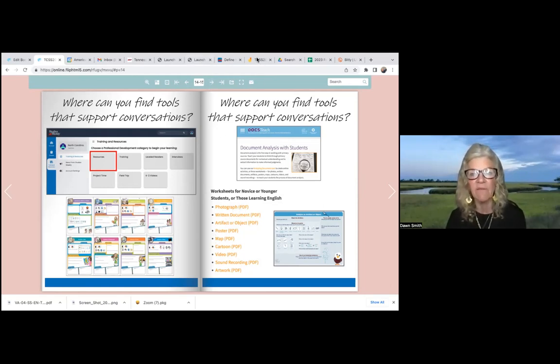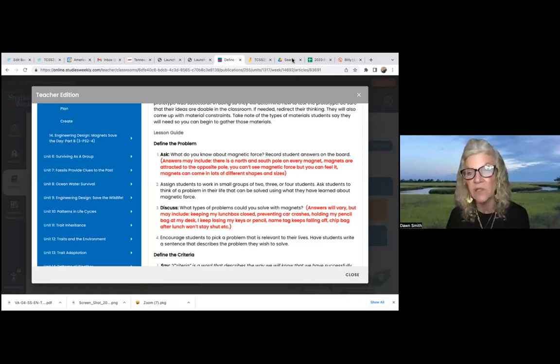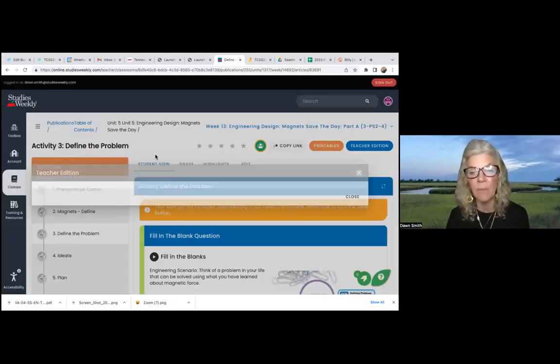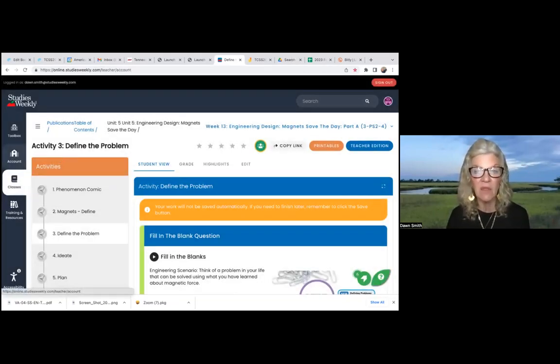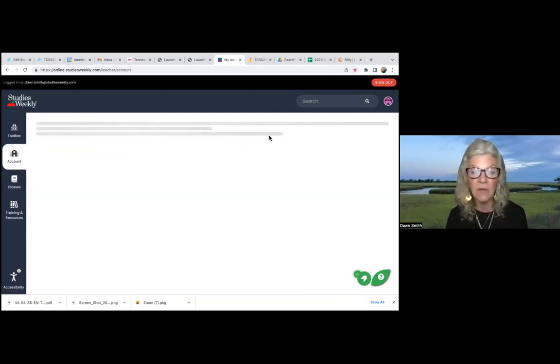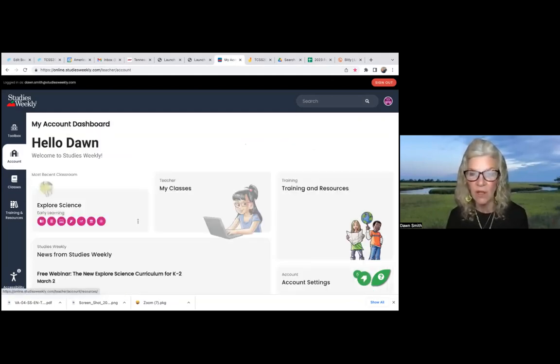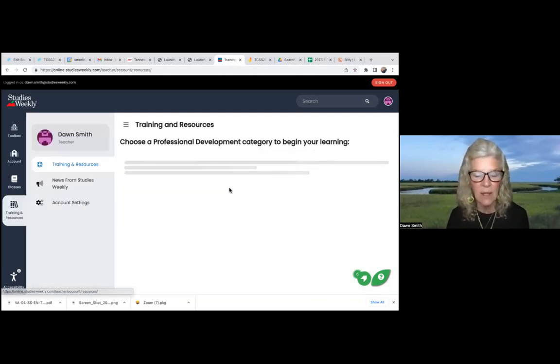Now, obviously, I work for a vendor. I work for Studies Weekly. Studies Weekly has a collection of graphic organizers that look very similar to these. In fact, we got permission from DocTeach to create our own. I want to show you one so you can see what I'm talking about, but you can also go to DocTeach and pull up theirs. I think they will really help you with some of those conversations when y'all are looking at those artifacts. So let me show you what one looks like.